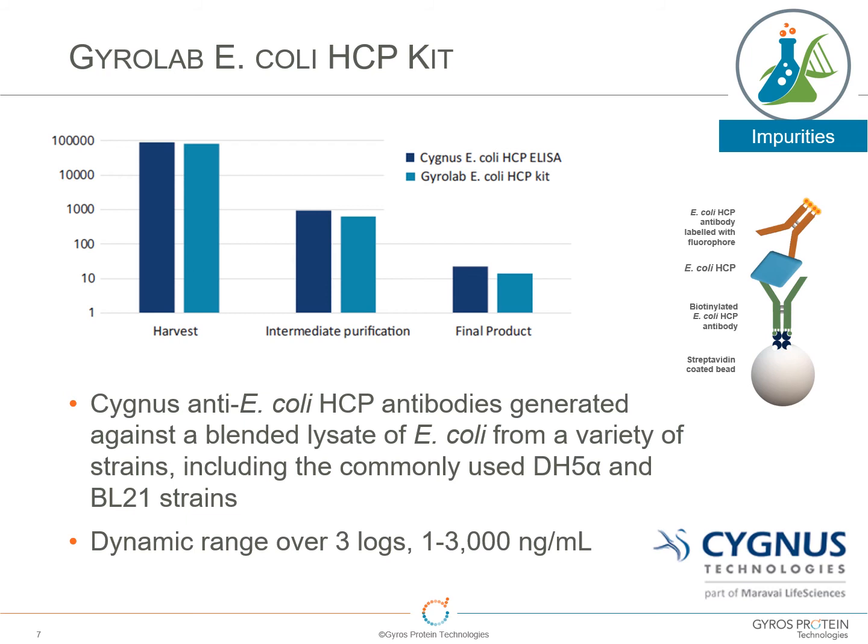Shown in the graph on the left, the Gyrolab E. coli HCP results were comparable to manual ELISA, using the same detection and capture antibodies as shown in the Gyrolab assay format on the right. Gyrolab immunoassays only require manual steps of loading samples and reagents at the beginning of the run and produces results in 90 minutes.